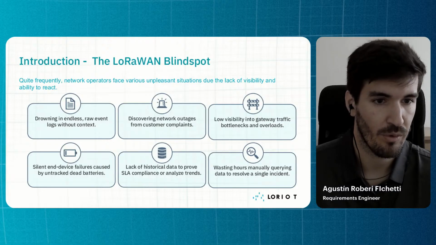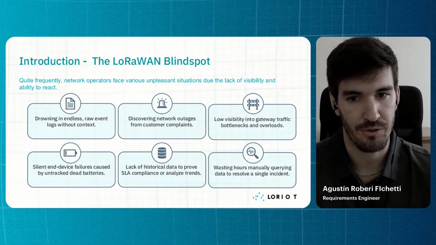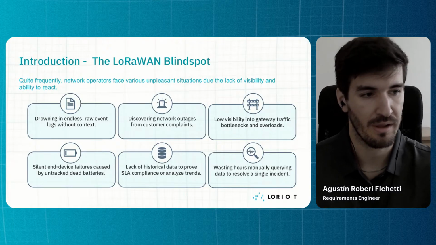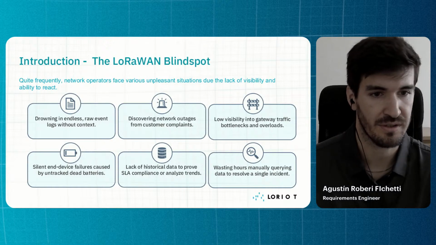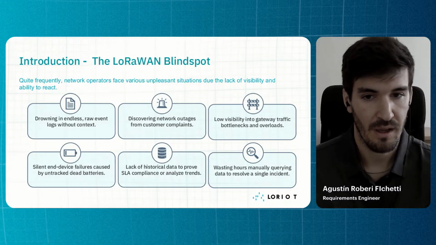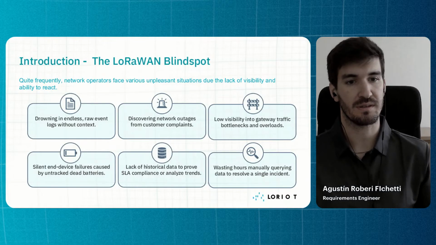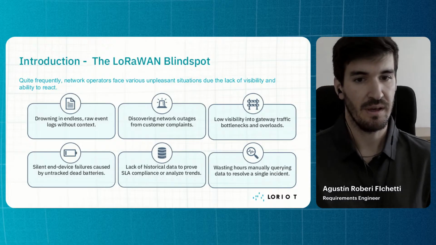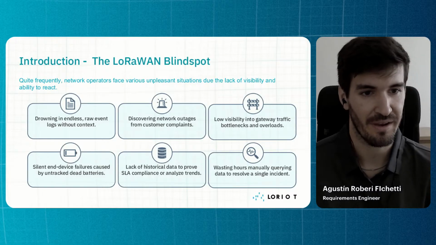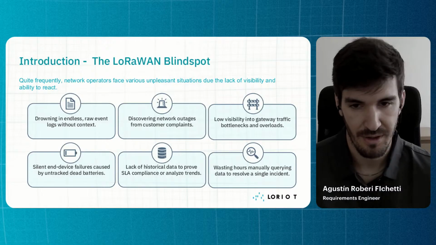Also, one of the situations you stumble upon is discovering that you have an outage from the network. For example, just a gateway disconnecting from the server, and you only notice this when you receive a complaint. You don't get the notice in the exact moment the issue happens. You usually get the complaint directly from the customer, and the issue has been going on for hours maybe.